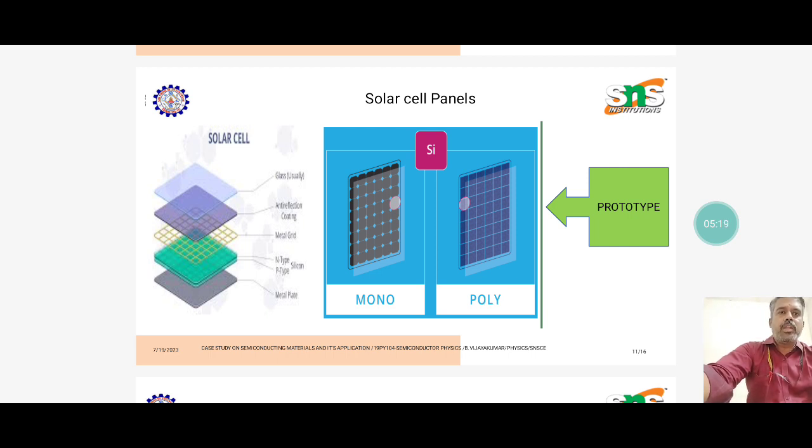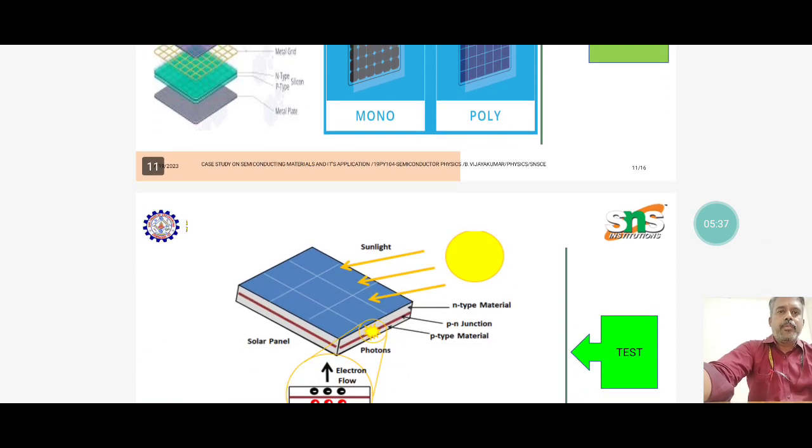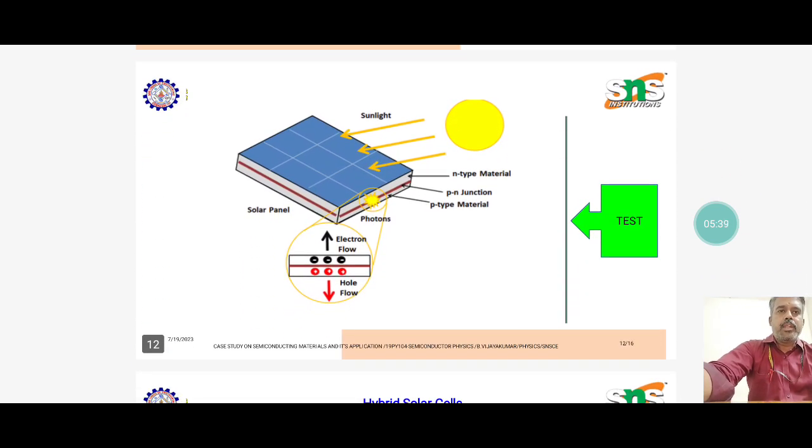The solar cell panels are of two types: one is mono and another is poly type. Both are made of silicon, which is an element of the semiconducting material and one of the best examples. So the solar cell is fabricated from the semiconducting material. Then all this goes to the testing process, applying and connecting the solar panels to electrical devices.